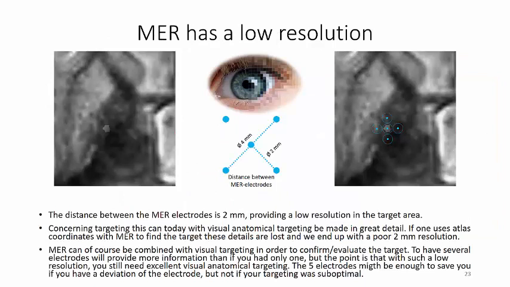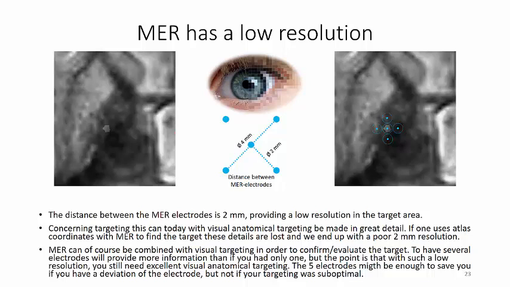Microelectrode recording has a low resolution. The distance between the electrodes is 2 mm, providing a low resolution in the target area. Targeting today with visual MRI-based targeting can be made in great detail. If one uses atlas coordinates with microelectrode recording to find the target, these details are lost and we end up with a poor 2 mm resolution.